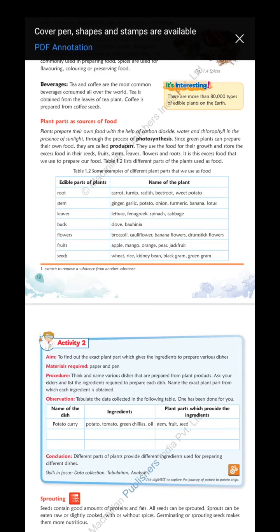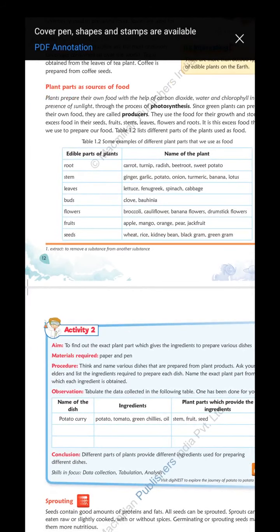Plant parts as a source of food: from which part we are getting which material, this table is given. So plants are most probably producers. Why? Because they are giving food to us. Plants are producers, they are producing food for us. And different parts of the plants we are using for different foods. For example, from roots we get carrot, turnip, radish, beetroot, sweet potato. From stem, sugarcane, garlic, ginger, potato, onion. And from leaves, fenugreek, spinach, cabbage. Leaves we are using for cooking. We eat so many leafy vegetables, right? All these food items we are getting from leaves.